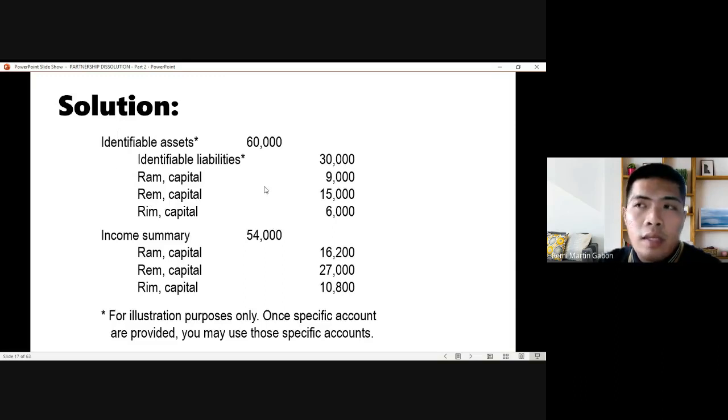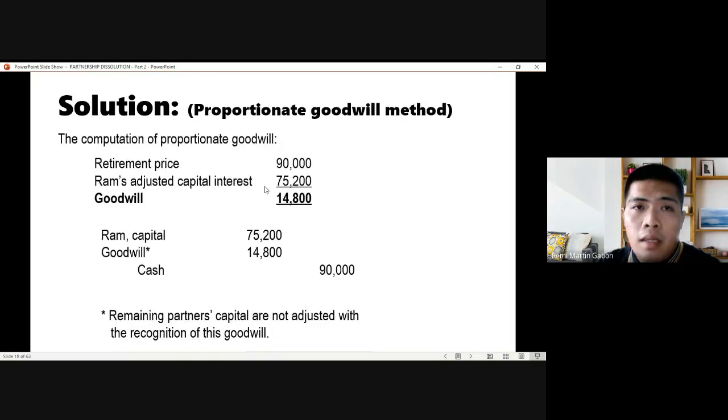Now, to take effect the retirement, if we choose the proportionate goodwill method, then the computation of the proportionate goodwill, as said earlier, is the difference of the retirement price and the adjusted capital interest of the retiring partner. So the retirement price is 90,000 versus the adjusted capital interest of 75,200 of RAM. That would be a 14,800 difference, which will be goodwill.